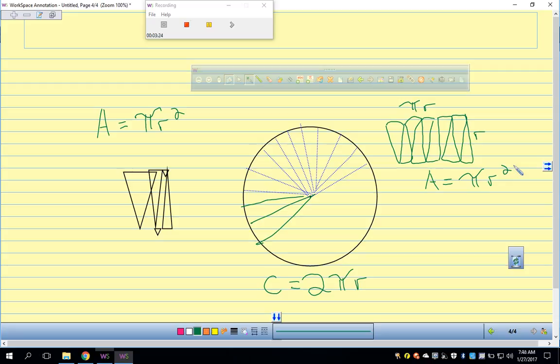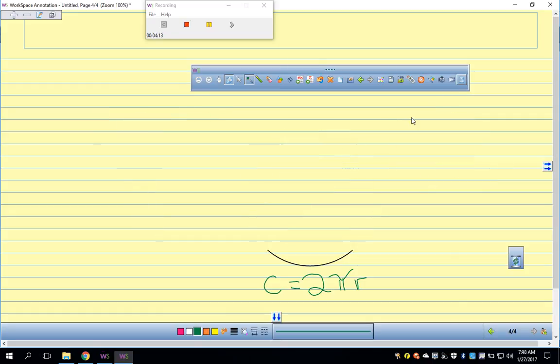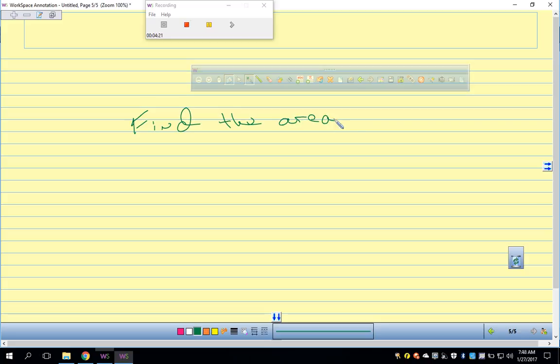So let's do a couple quick examples, and then I'll set you free. Find the area of a circle with radius equal to 4 inches. How do you do that?